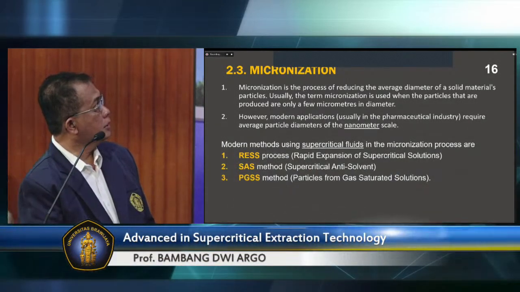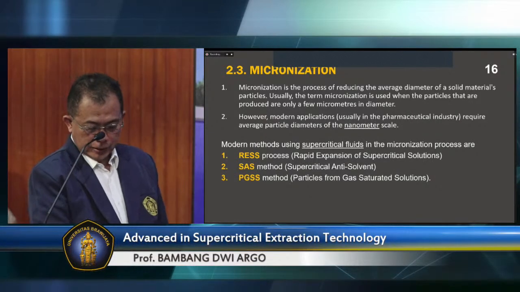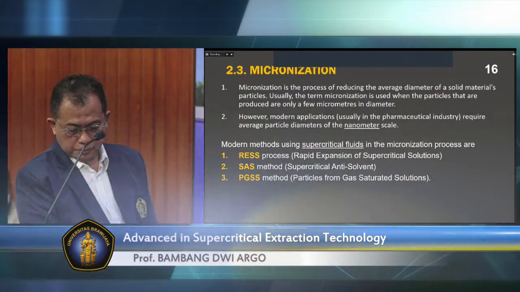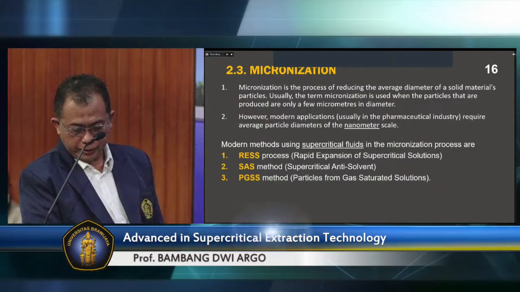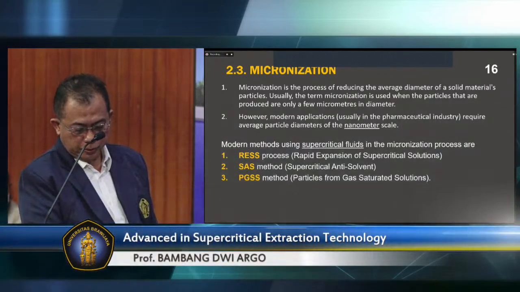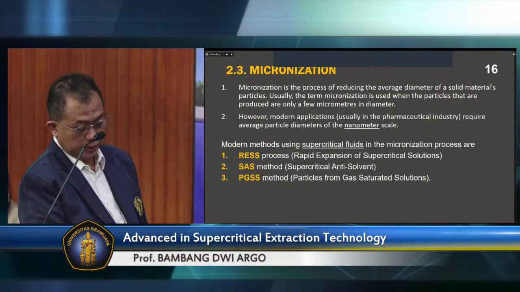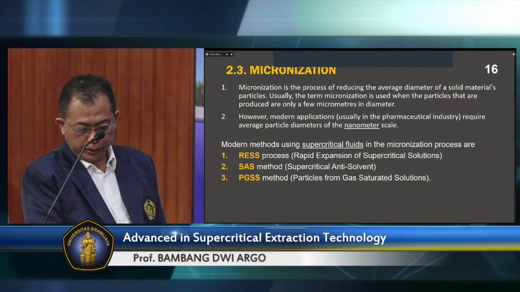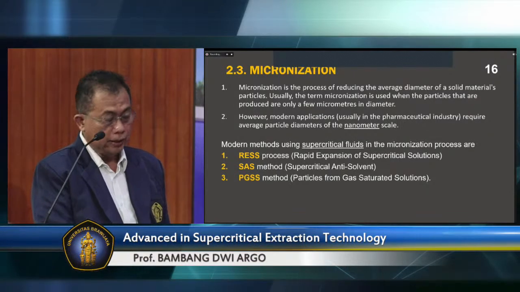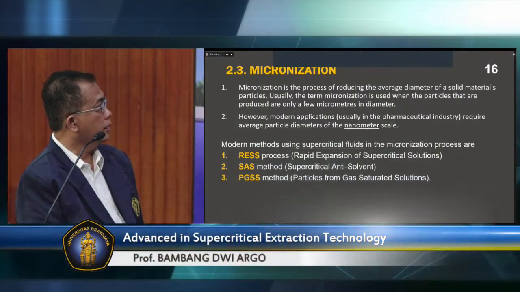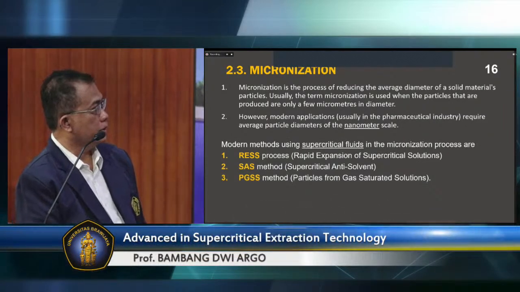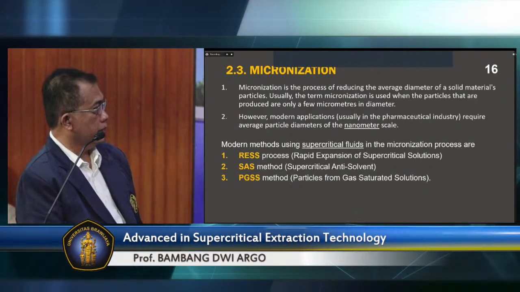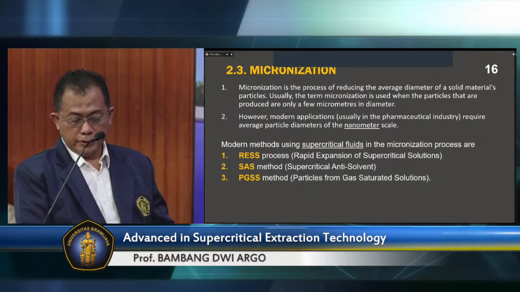We are going to micronization. Supercritical fluid micronization is one of the modern technologies. And there are three kinds of technology to produce micro-scale products. We can name them RES, rapid expansion of supercritical solution, and then SAS, supercritical anti-solvent, and PGSS, particles from gas saturated solution.